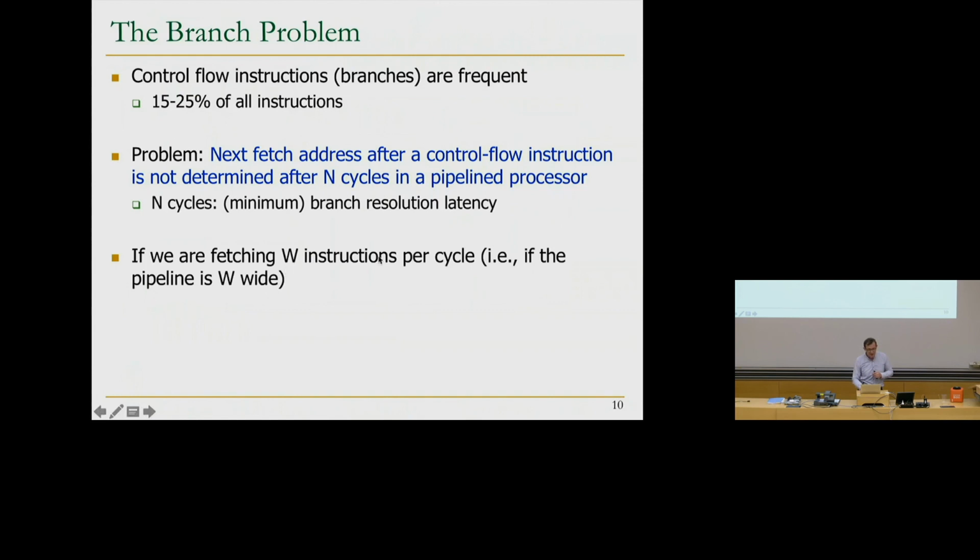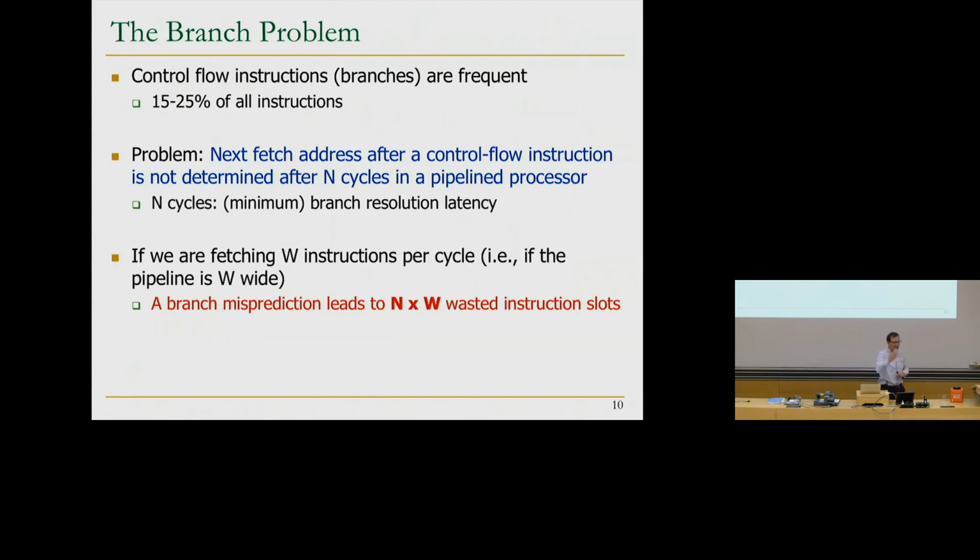So if you're fetching W instructions per cycle, that's superscalar width. That's the width of the superscalar execution. The pipeline is W wide. A branch misprediction actually, if you mispredicted a branch, you waste a lot of things.